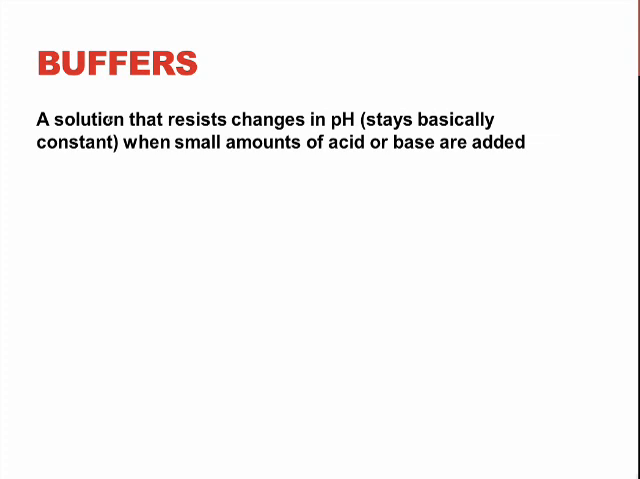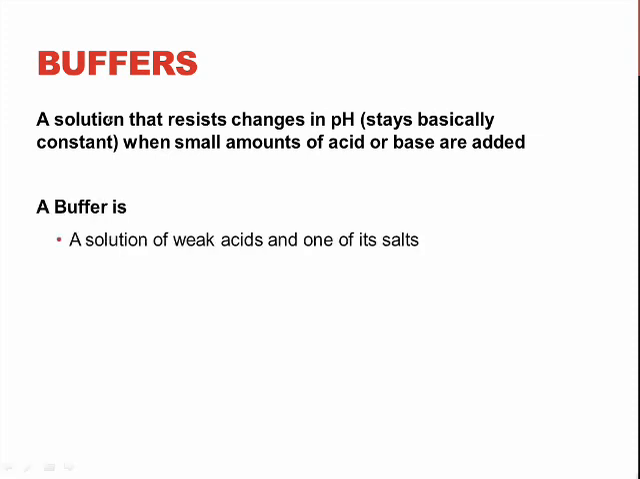A buffer is a solution that resists changes in pH, so it stays basically constant when small amounts of acid or base are added. So we can keep adding acid to a base with a buffer and it will stay about constant, and vice versa. If we add base to an acid, it will stay constant as well. A buffer is a solution of a weak acid and one of its salts, or a weak base and one of its salts. So buffers are really just weak acids and salts, or weak bases and salts.